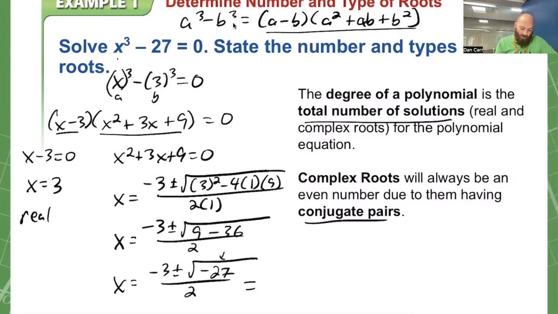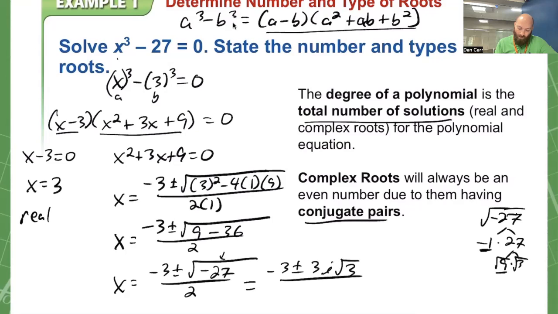Okay, so then we're going to break down the square root of negative 27. Remember, that's the same as negative 1 times 27. And then 27 is 9 times 3, and 9 is a perfect square. So this is going to turn into negative 3 plus or minus. The 9 will turn into a 3, the negative 1 will turn into an i, and then I still have the square root of 3 inside the radical, and that's all over 2.